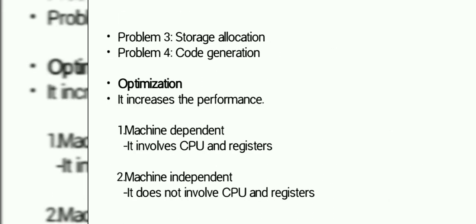Problem 3. Storage allocation. We must reserve the proper amounts of the storage required by the source program, and the storage allocation routine scans the table and assigns locations. Problem 4. Code generation. Once the compiler has created intermediate code and tables, it generates the object codes.